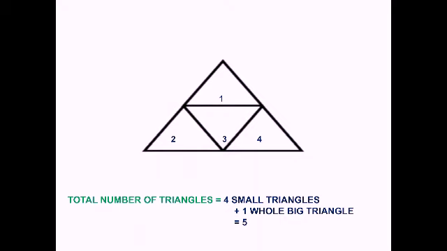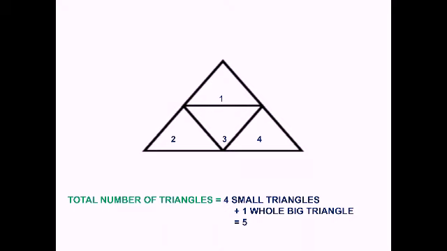Okay, third example, look here. In this triangle we can see there are 4 small triangles, triangle number 1, 2, 3 and 4. With these 4 small triangles, we can only have the other huge triangle which is containing triangles 1, 2, 3 and 4. So there are total 5 triangles.